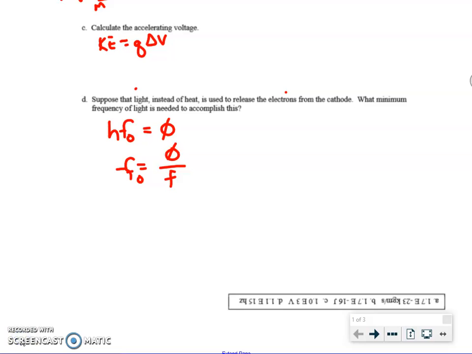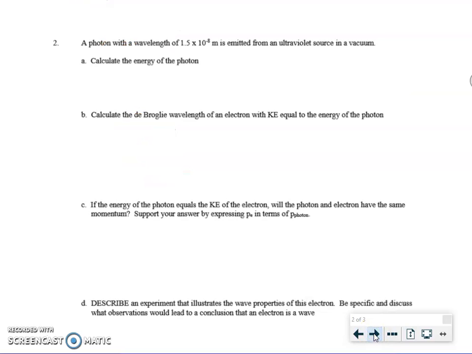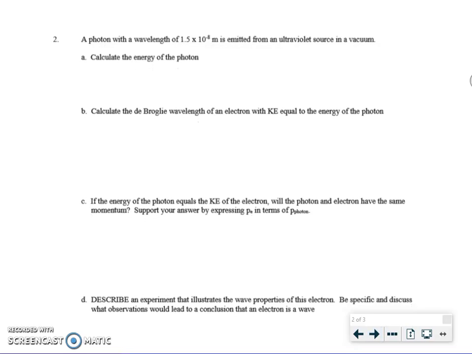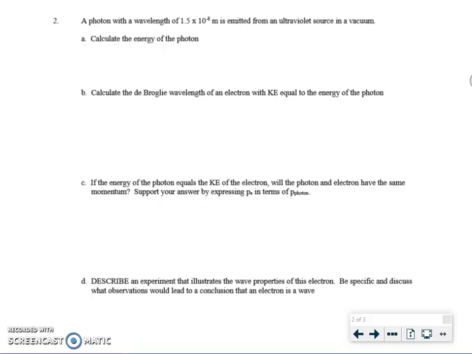Okay, so let's continue on to number 2. I just have basic information: a photon with a particular wavelength is emitted from an ultraviolet source. Calculate the energy of the photon. Pretty straightforward, that's just hc over lambda. You can do that directly.